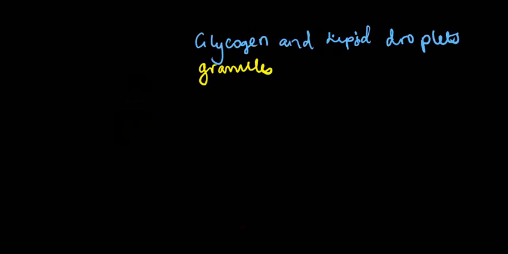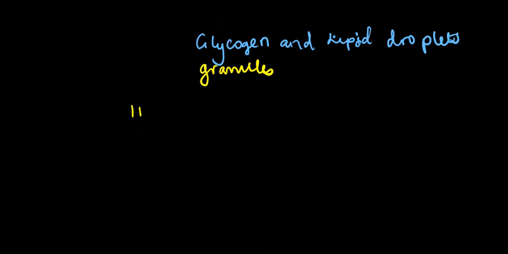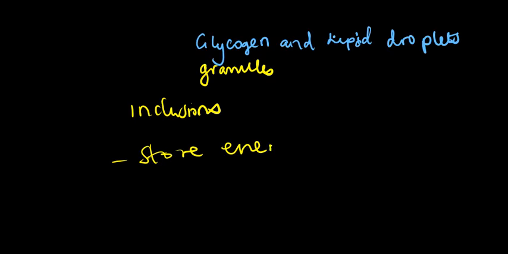So when you look at these glycogen granules, what exactly are they? They appear as inclusions. So the key word here is inclusions, okay? So they appear as inclusions in the bacteria cell, and they are used to store energy, okay? They store energy, which actually becomes useful when the bacteria is experiencing starvation, okay?